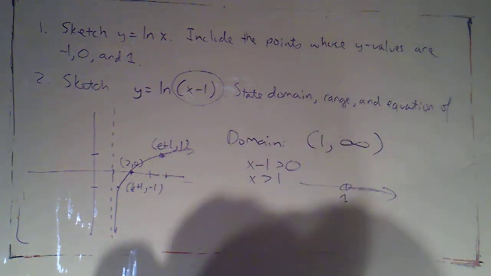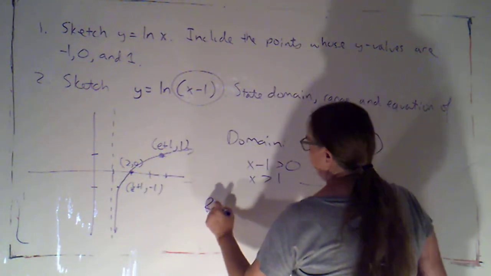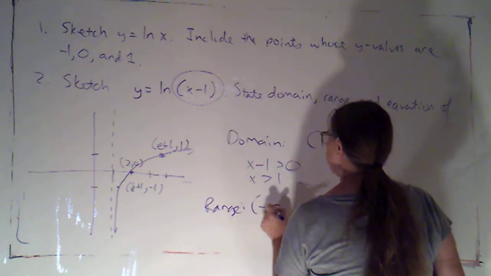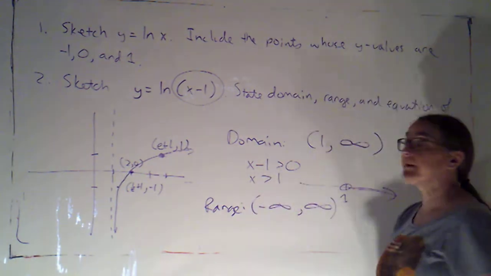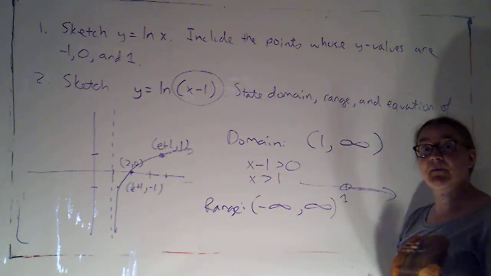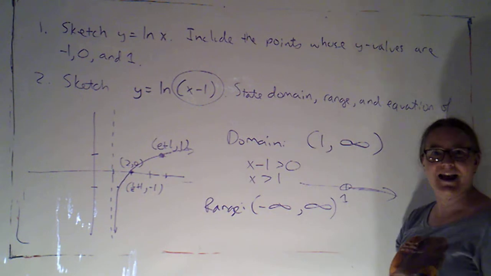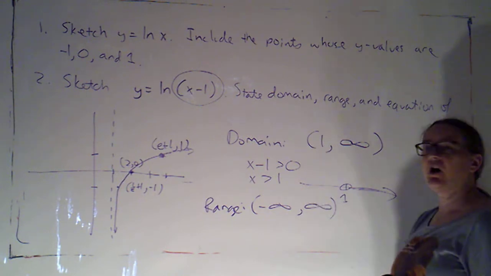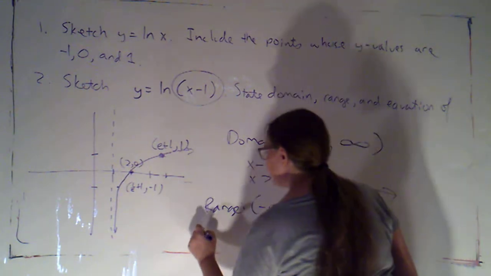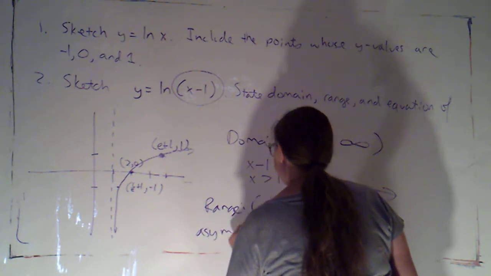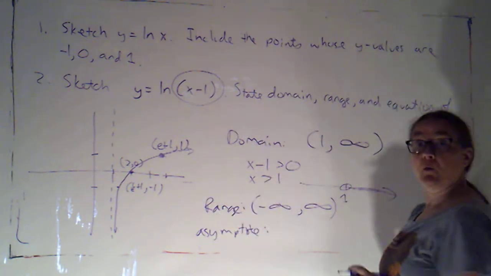All right, what's our range? Everything. Negative infinity to infinity. And that's really never going to change. Just like with exponential functions, the domain is always from negative infinity to infinity. With log functions, that's always the range. And our asymptote, well, we said the asymptote was at 1.